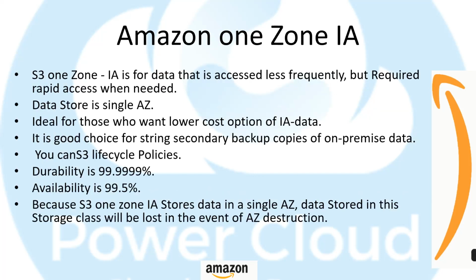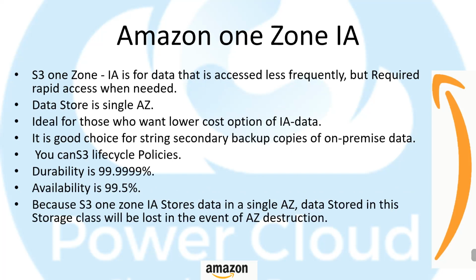Let's go to Amazon One Zone IA. So S3 One Zone IA is for data that is accessed less frequently but requires rapid access when needed.